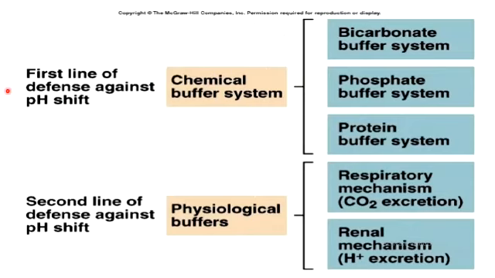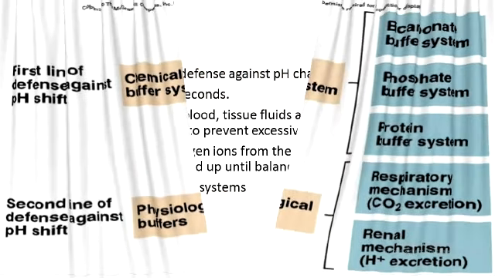And the first line of defense, as we already discussed, is the chemical buffer system including bicarbonate, phosphate and protein. And the second line of defense is the physiological buffer, from which the respiratory mechanism occurs quickly, within seconds to minutes, by carbon dioxide excretion regulation. And then this physiological buffer also includes the renal mechanism of excretion of hydrogen ion.